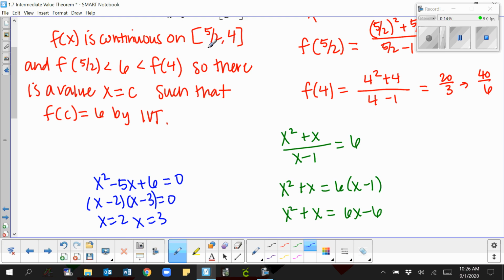But remember, we're looking at our interval from 5/2 to 4. So the only one that actually falls on our interval is 3. 2 is below our interval because 5/2 is greater than 2. So my answer here would be that x equals 3, or since we're looking for the value c, I would say that c equals 3.